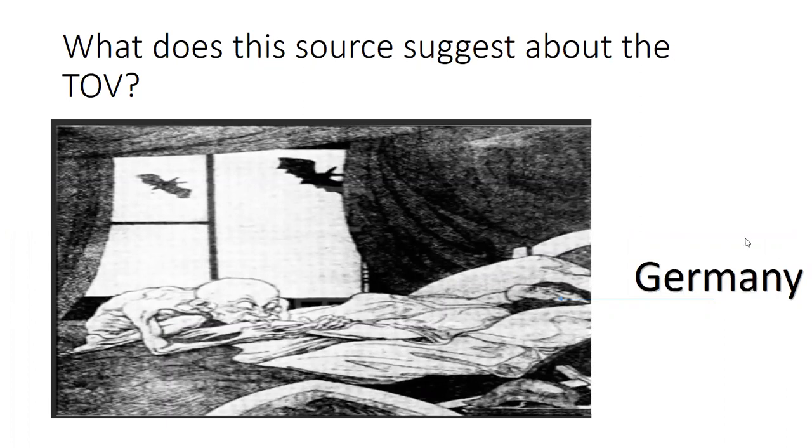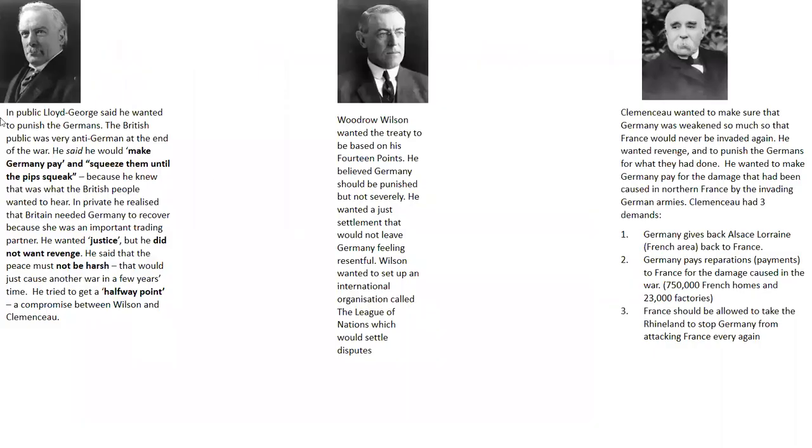Now, in this picture, you've got a dying woman on a bed. That dying woman is Germany. You've then also got a vampire sucking the life out of Germany. On top of this, you've also got the military equipment discarded by Versailles. Now, based on this source, who do you think this represents? Do you think it represents Lloyd George, Wilson, or Clemenceau?